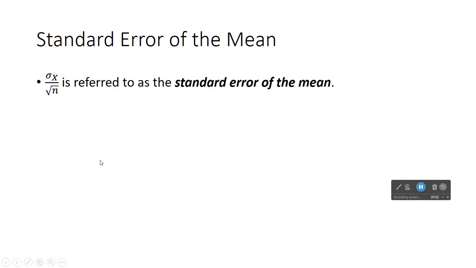Now one last item: this quantity here, sigma of x divided by the square root of n, is referred to as the standard error of the mean. That's something we'll use and you'll need to remember.